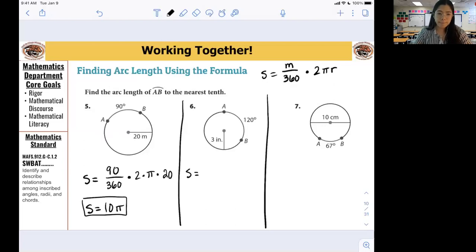120 over 360. Wait, I have to type in the chat, right? You can say it out loud. Keep going. 120 over 360 multiplied by 2 pi multiplied by 3. Good.